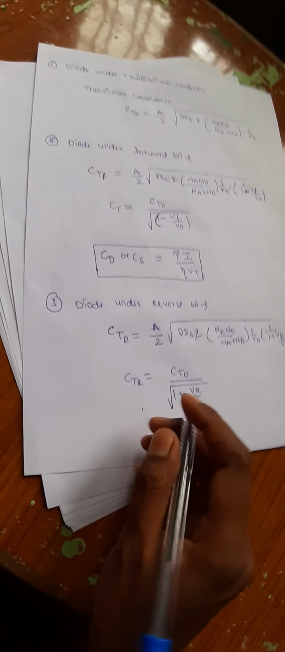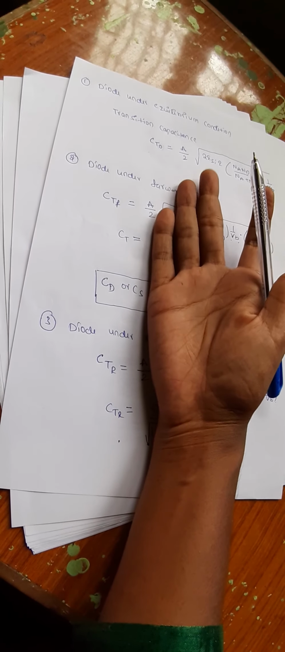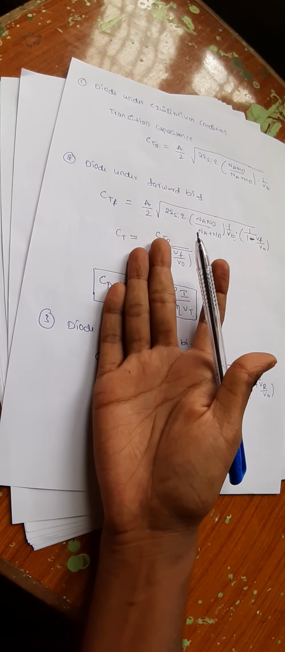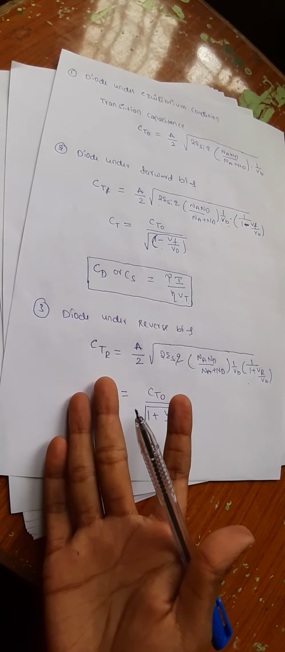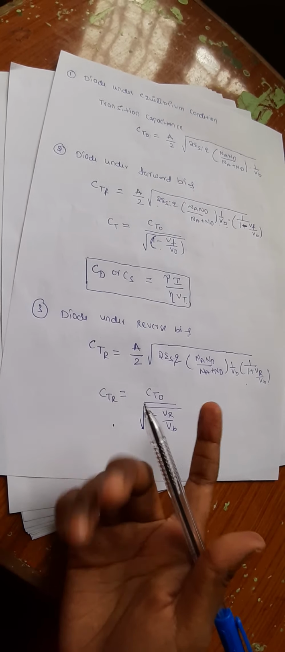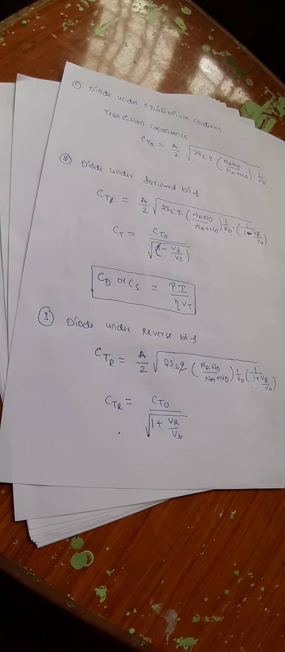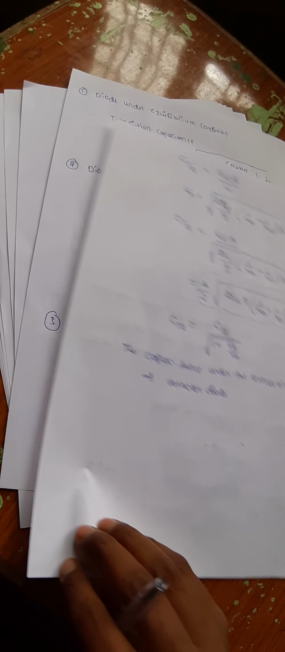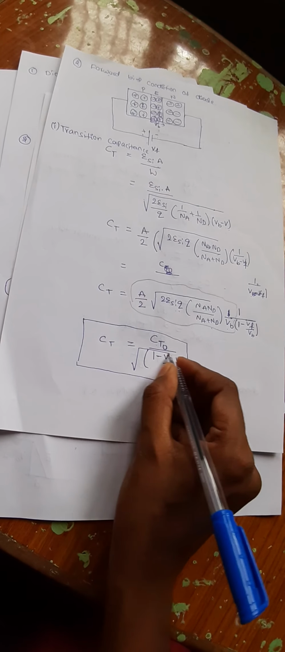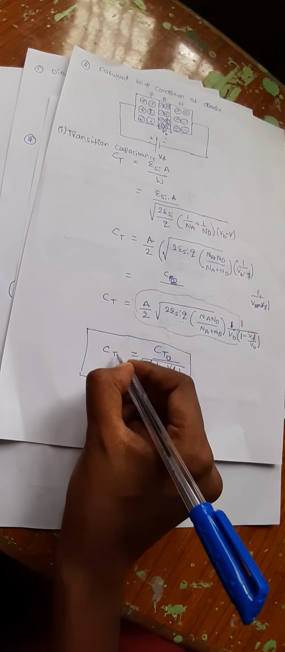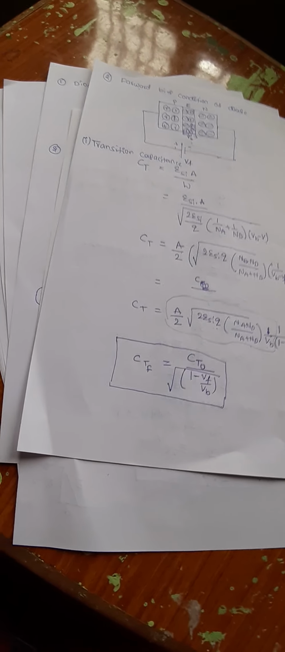Okay, so here is the diode under equilibrium condition. There exists only one capacitance, that is the transition capacitance. Here there exist two capacitances, those are the transition capacitance as well as the diffusion capacitance. And diode under reverse bias condition, there exists only one capacitance, that is nothing but a transition capacitance. Okay, under the forward bias condition, Ct0 by square root of 1 minus Vf by Vb. Okay, thank you.